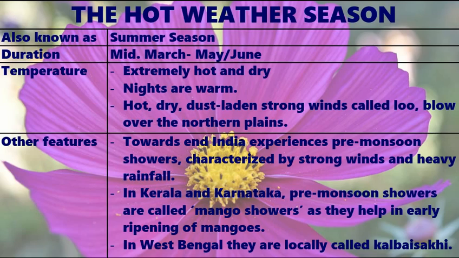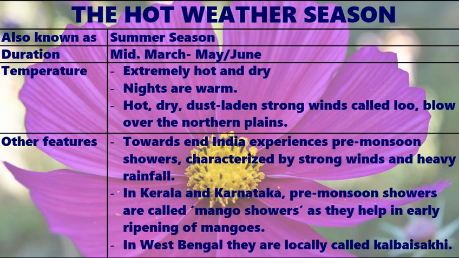In West Bengal, these storms are known as the Kal Baisakhi, and towards the close of the summer season, pre-monsoon showers are common, especially in Kerala and Karnataka. They help in early ripening of mangoes and are often referred to as mango showers.